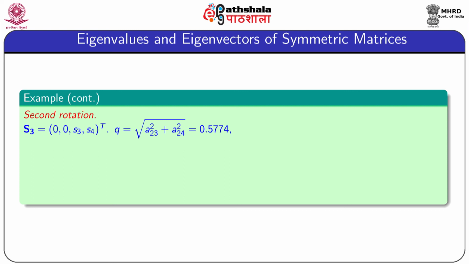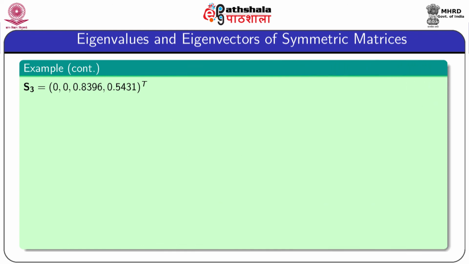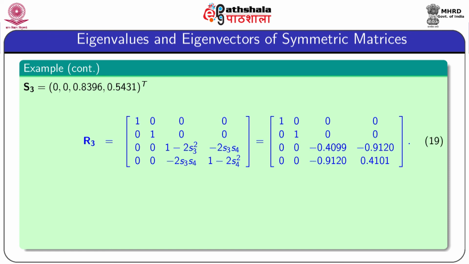In the second rotation, the rotational vector S3 equals 0, 0, S3, S4, a column vector, and Q equals 0.5774, S3 equals 0.8396, S4 equals 0.5431. Therefore, the rotational vector S3 equals 0, 0, 0.8396, 0.5431, correct up to 4 decimal places. Then the rotational matrix R3 is given by equation number 19.